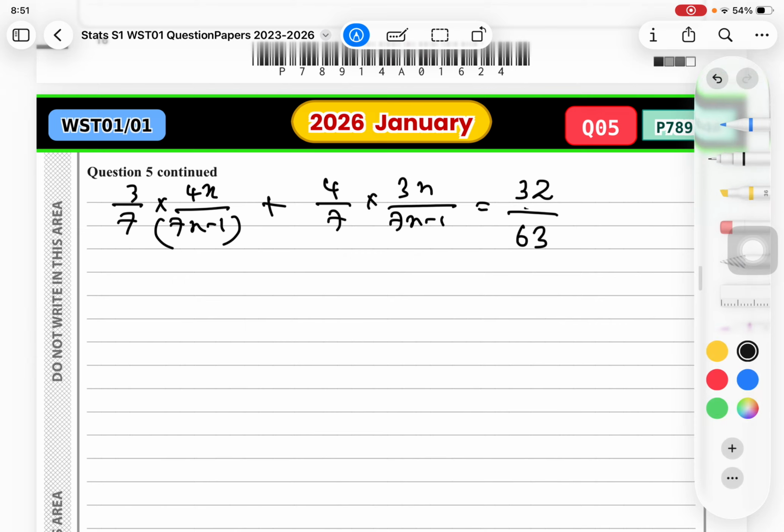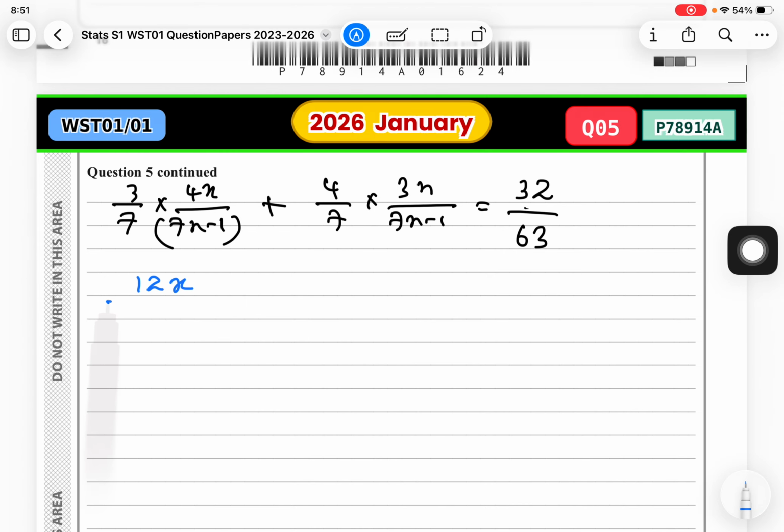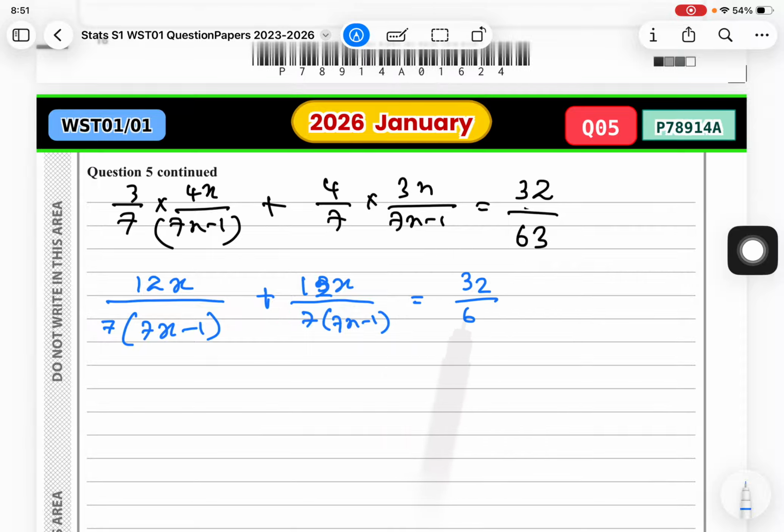Okay, so for simplification, we can take a 12x divided by 7 times 7x minus 1, plus again a 12x divided by 7 times 7x minus 1, is 32 divided by 63. Which means 24x over this number would give you 32 divided by 63.